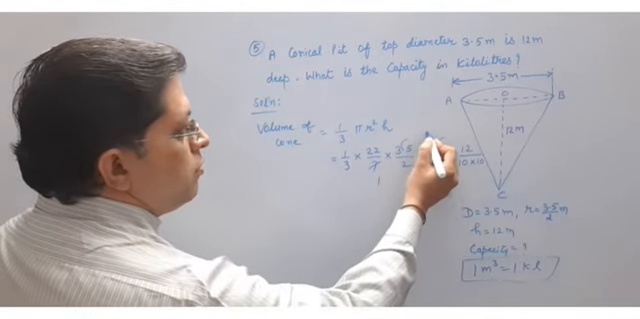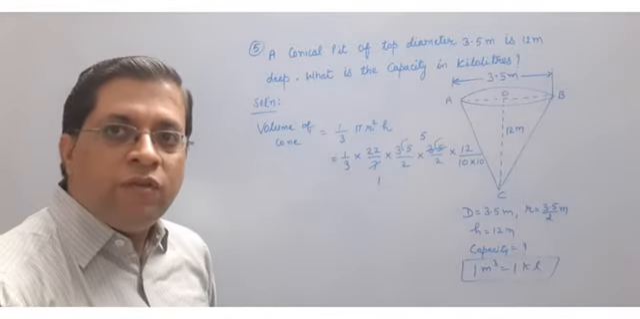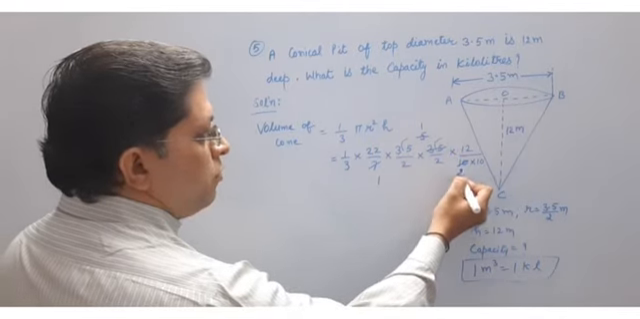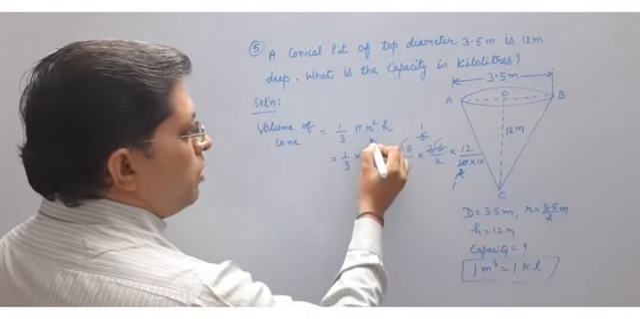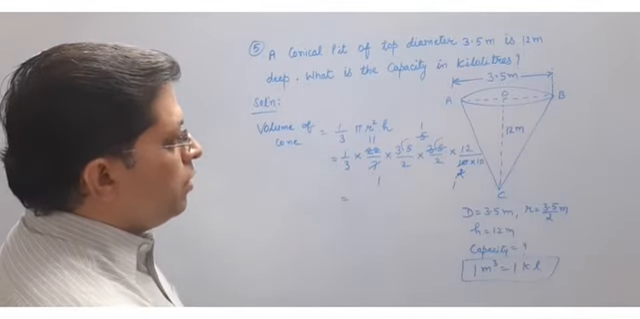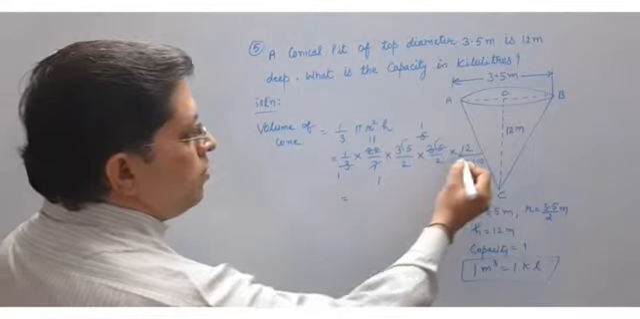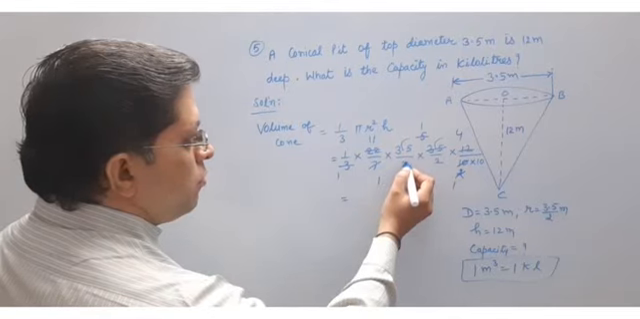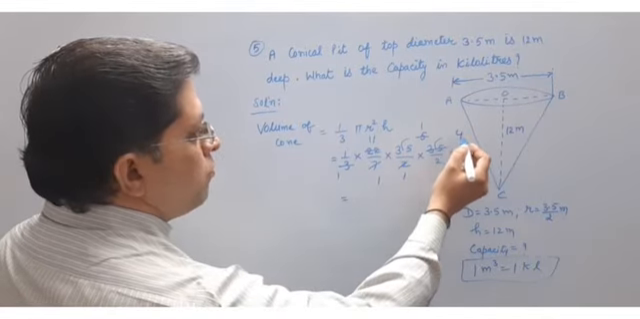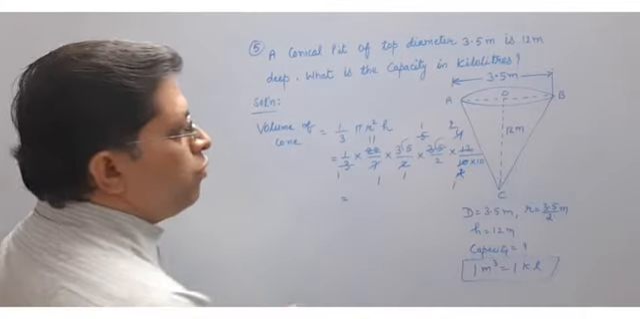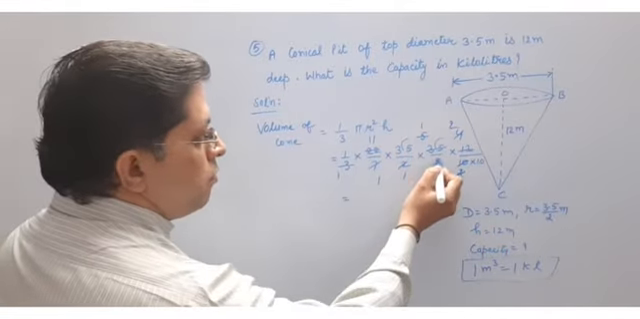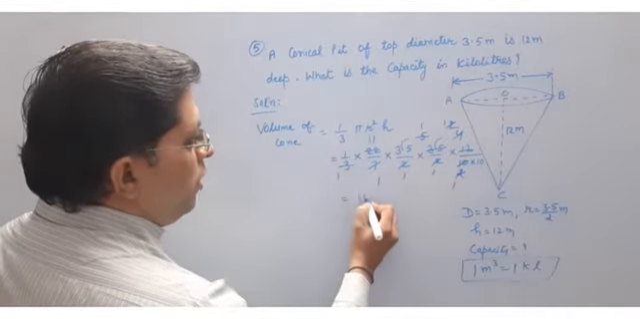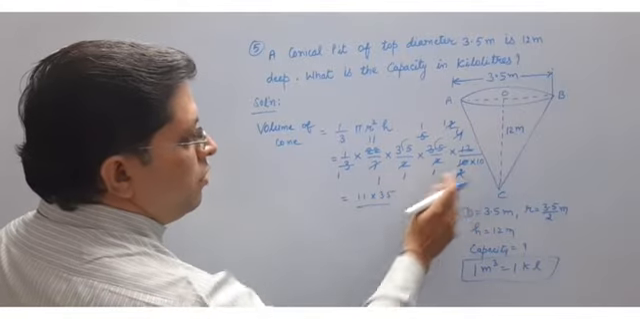7 ones are 7, 7 fives are 35. Then 5 ones are 5, 5 twos are 10, 2 ones are 2, here is 11. And 3 ones are 3, 3 fours are 12. Then 2 ones are 2, 2 twos are 4, and again 2 ones are 2. What is remaining in the numerator? 11 into 35. And what is in the denominator? 10.